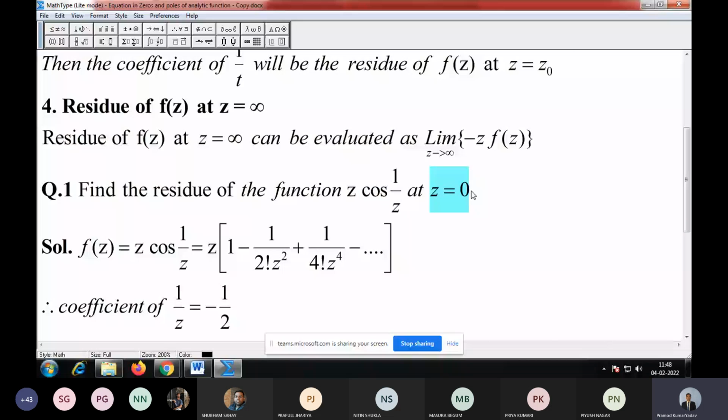In this case, we may expand cos(1 upon z) as 1 minus 1 upon z squared factorial 2, and so on. We multiply both sides by z. So the first term will be z, the second term will be minus 1 upon 2z, plus 1 upon 24 z cubed, and so on. As per the definition, the residue at z0 is the coefficient b1, which is the coefficient of 1 upon z. The coefficient of 1 upon z is 1 upon factorial 2 with minus sign, so minus 1 by 2 is the residue of z cos(1 by z) at z equal to 0.